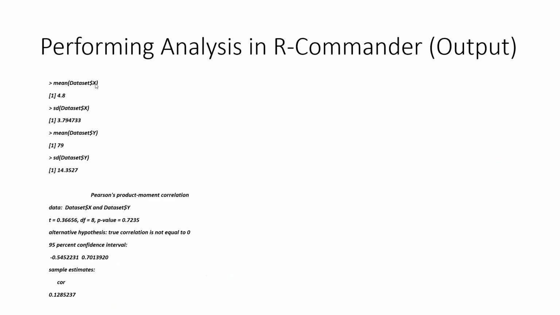The mean for our X variable is 4.8, standard deviation for X variable 3.79. Mean for our variable Y in the dataset is 79. Standard deviation for our Y variable in the dataset is 14.3527. Here's our t-score, degrees of freedom, p-value, and our correlation value.